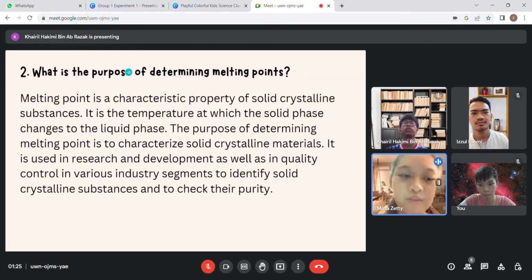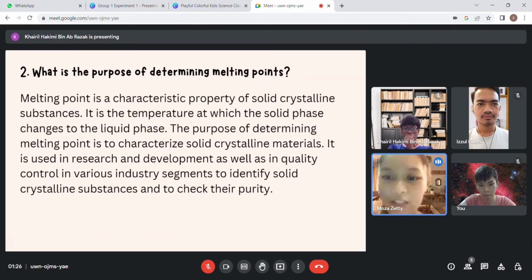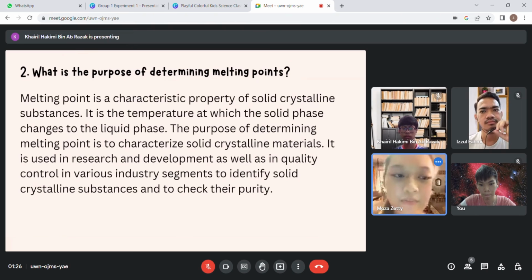Question number 2. What is the purpose of determining melting point? First, the melting point is a characteristic property of solid crystalline substances. It is the temperature at which the solid phase changes to the liquid. The purpose of determining melting point is to characterize solid crystalline materials. It is used in research and development as well as in quality control in various industry segments to identify solid crystalline substances and to check their purity.